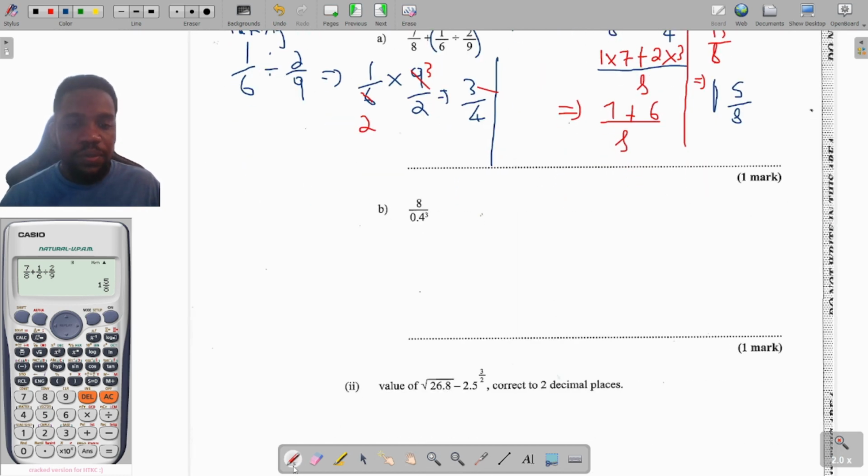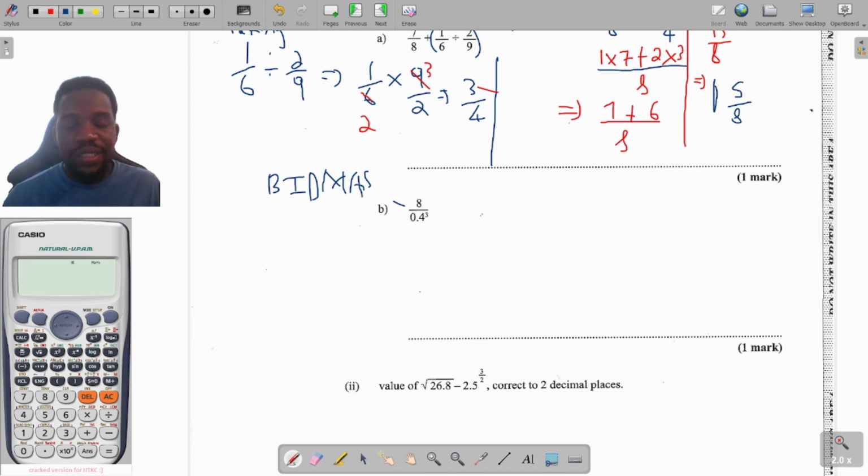Now let's take this down a bit. Alright, now here we have 8 divided by 0.4 cubed. Of course, always keeping BIDMAS in mind. The fraction bar means I'm going to be dividing. That is what the fraction bar represents, right? So in fact, let me start this one by showing you how we can put the entire thing inside of the calculator, right? Tell you what, let's show some process.